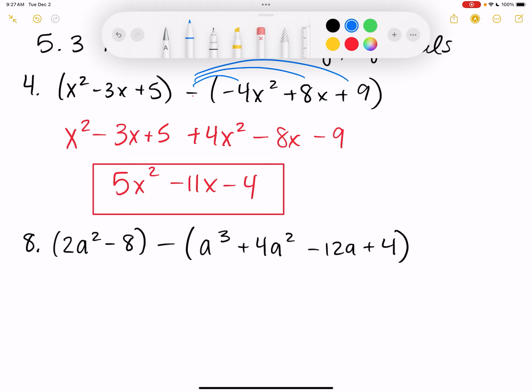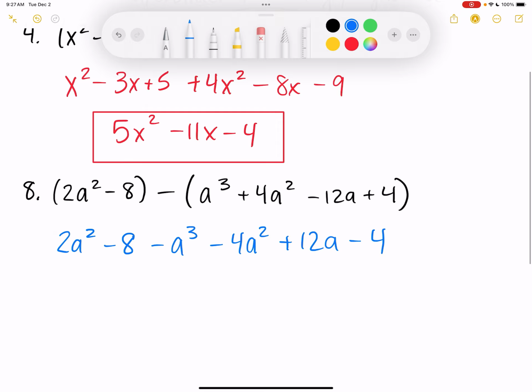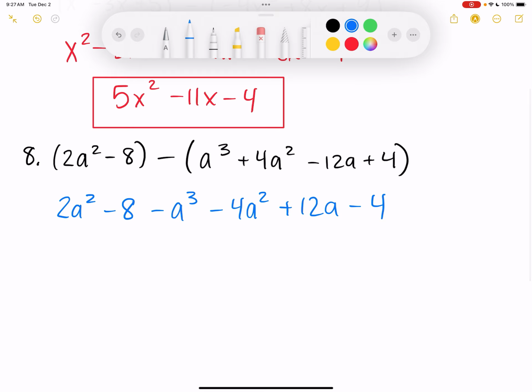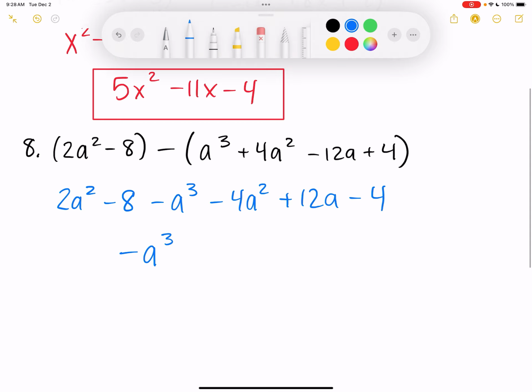So I would distribute this through. So I have 2a squared minus 8 minus a cubed minus 4a squared plus 12a minus 4. And then combining, because we want them in standard form, negative a cubed, and then I've got negative 2a squared, plus 12a minus 12. Yep, plus 12a minus 12.